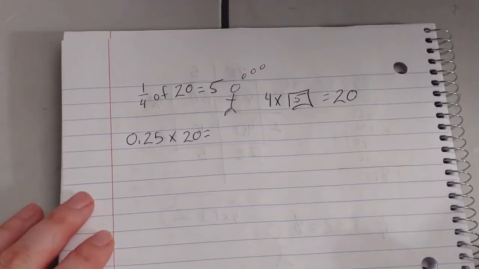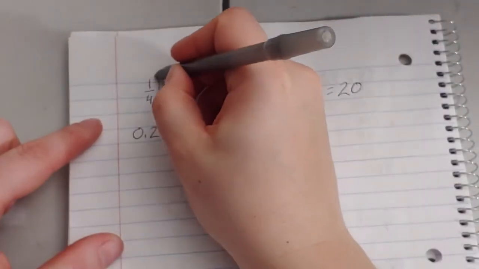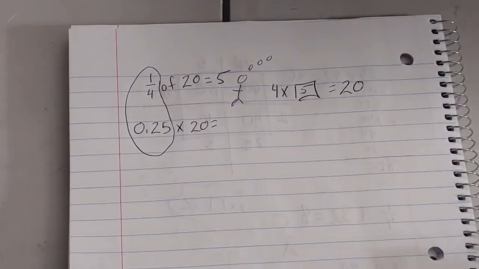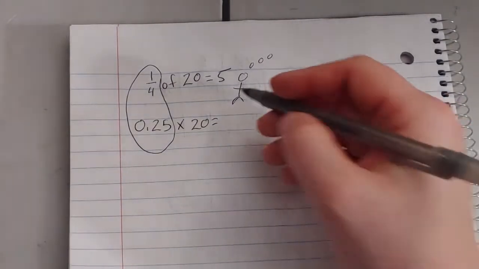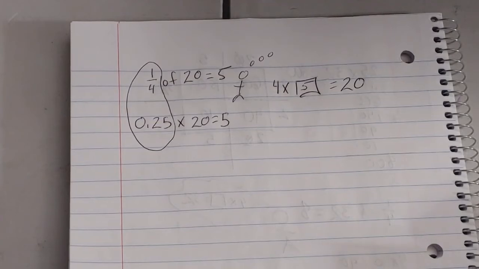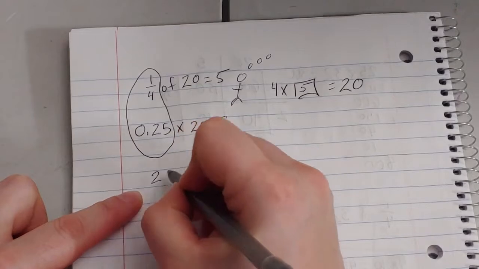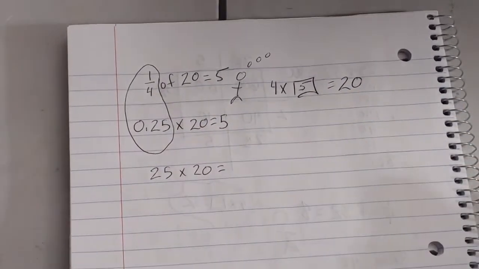Hopefully you thought back to the other one and realized that these are equivalent. They are the same amount. 1/4 of a dollar, 1 out of 4 quarters is 25 cents. So this one is 5. So how about 25 times 20? Pause and solve.